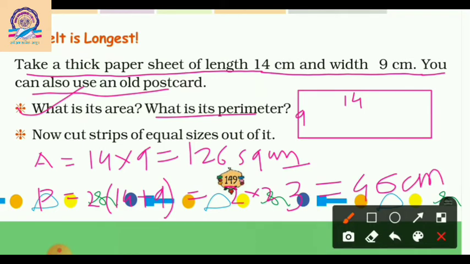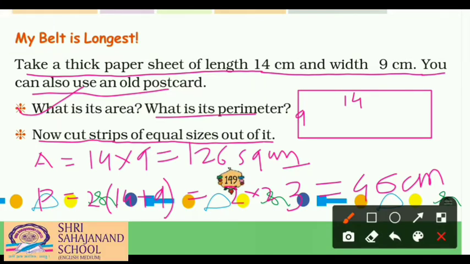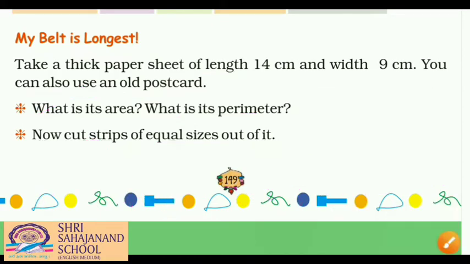So we have found the area and perimeter of this paper sheet. Now cut strips of equal sizes out of it. Here we can cut this sheet with equal width. The width is 9 centimeters, so we can divide it into widths of 3 centimeter. This is 3, this is 3 and also this is 3. Then 3 threes are 9, right? So first strip, second and third. In this way we have divided this sheet.